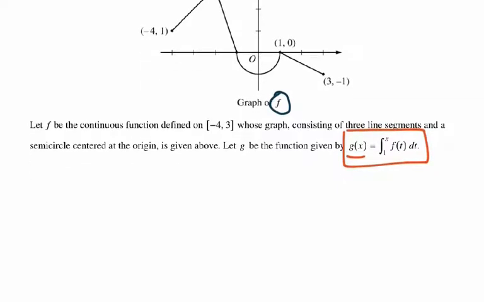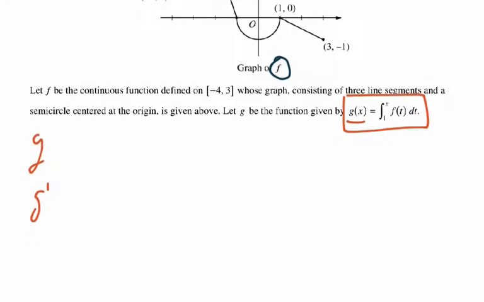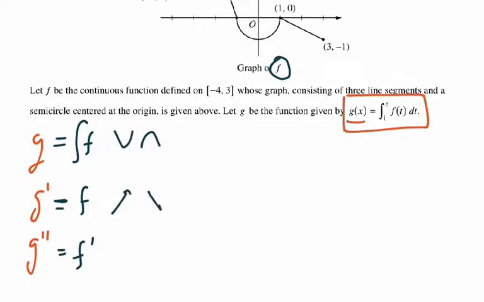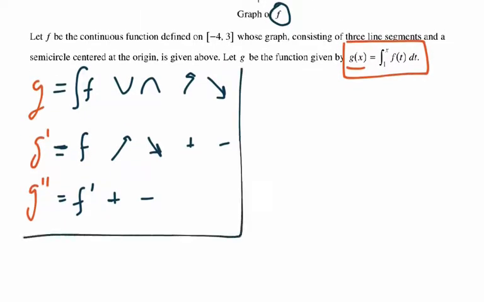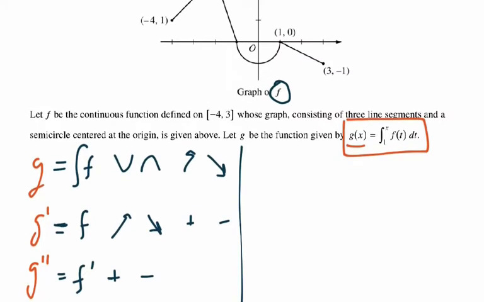So just based on this, we can go ahead and set up our Superfund chart. So g, g prime, g double prime, and then we have equals the integral of f, equals f, equals f prime, like that, and then concave up, increasing, decreasing, concave down, plus, minus, increasing, decreasing, plus, minus. Great. And then there are going to be several questions associated with this, and we will use the Superfund chart for most of them. So let's go ahead and get started.